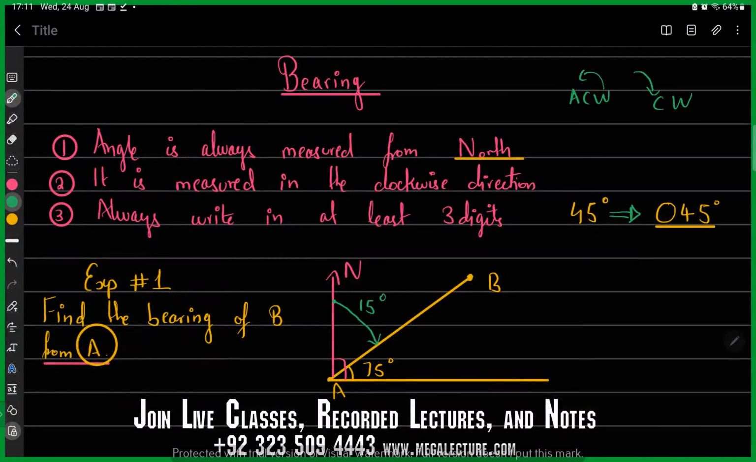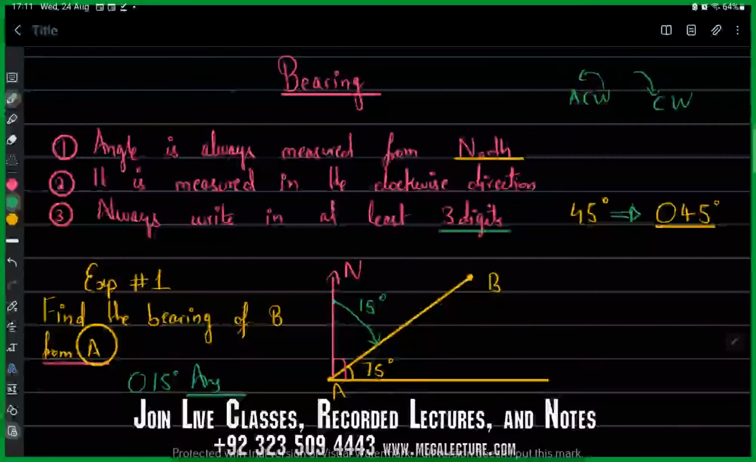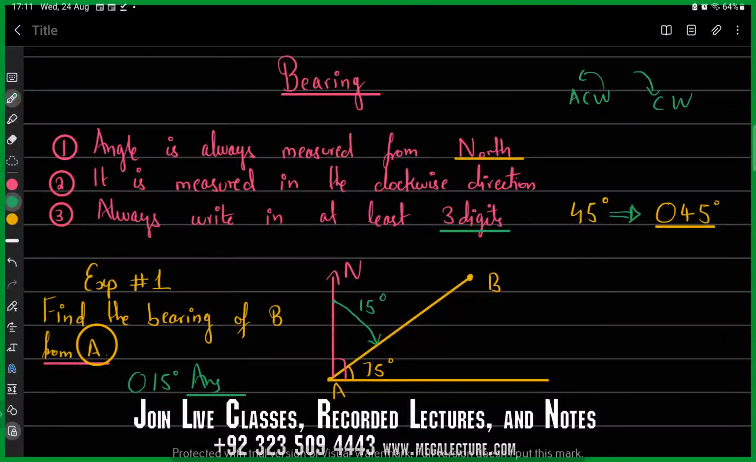And how do we write the final answer? In 3 digits, 015. So I will write it as 0, 1, 5. And this is going to be the answer. This is the basic concept behind this chapter. Now let's talk about another example, and then we will talk about some past paper questions to understand the topic properly.